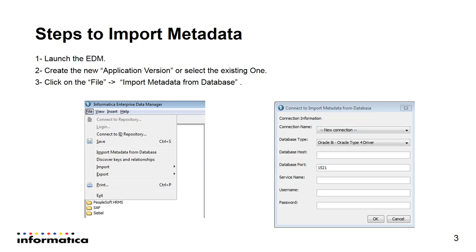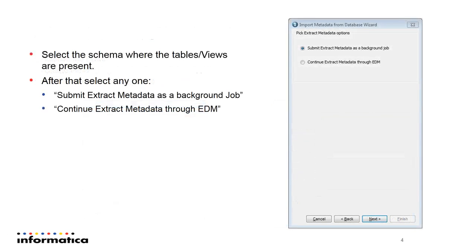Once we click on that, this window will appear, Connect to Metadata from Database. There is some information like connection name, database type, database host, port, service name, username and password. These all need to be given. After that, it will ask us to select the schema.